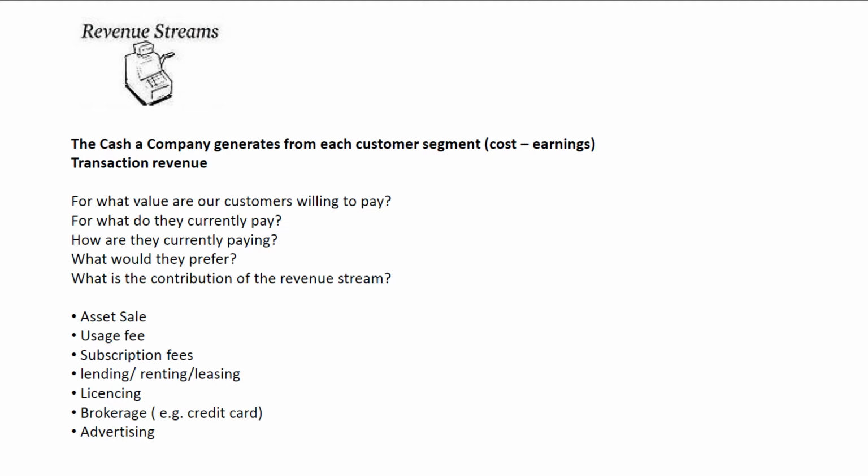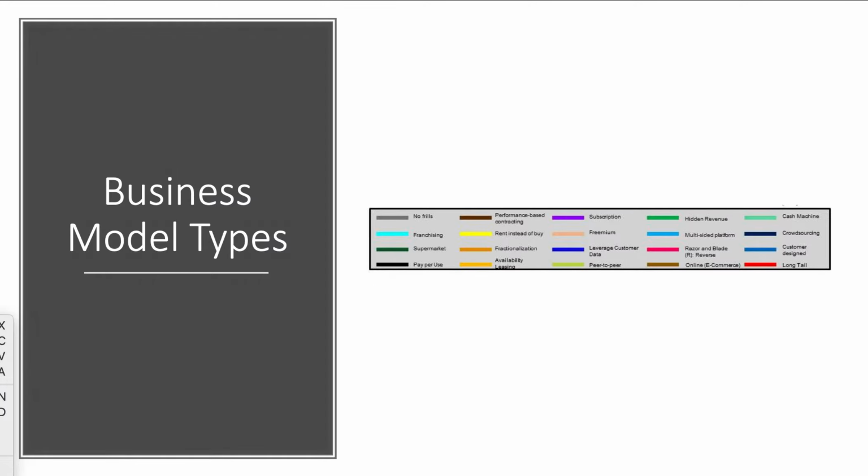The second element I'd like you to consider in terms of revenue streams is your business model type. How are you going to generate income on an ongoing basis with this new idea? So I want you to revisit and consider the business model types that we studied a few weeks ago, and I want you to consider what type of business model and revenue generation you're going to pursue.